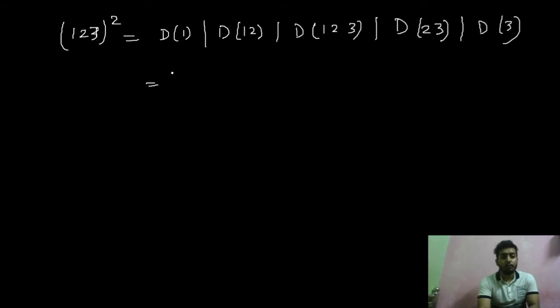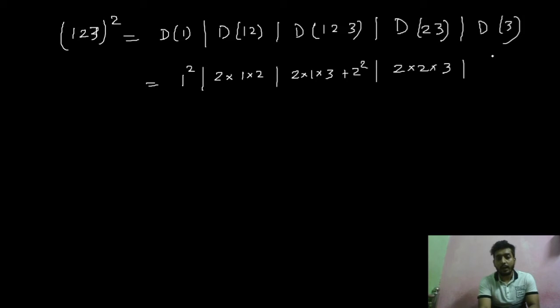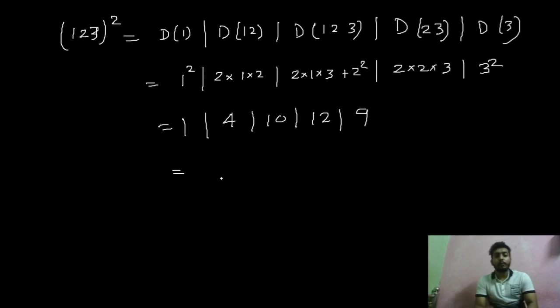Now what will be the duplex of 1? That will be 1 square, slash, the duplex of 1 2 will be 2 into 1 into 2, slash, the duplex of 1 2 3 will be 2 into 1 into 3 plus 2 square, plus the duplex of 2 3 will be 2 into 3, slash, the duplex of 3 will be 3 square. So that becomes 1 slash 4 slash 6 plus 4, 10, slash 4 3s are 12, slash 9. So now we'll write the result. We have to write the result from right to left.